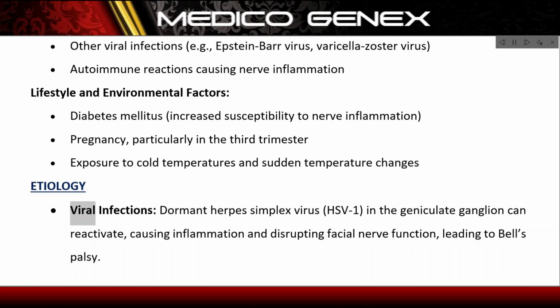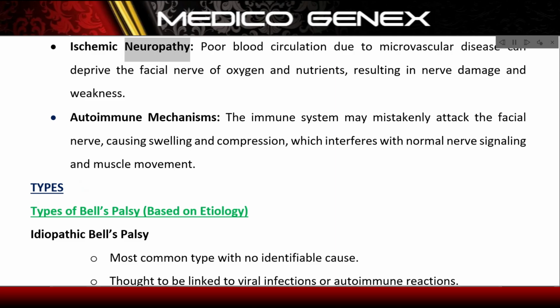Etiology. Viral infections: dormant herpes simplex virus, HSV1, in the geniculate ganglion can reactivate, causing inflammation and disrupting facial nerve function, leading to Bell's palsy. Ischemic neuropathy: poor blood circulation due to microvascular disease can deprive the facial nerve of oxygen and nutrients, resulting in nerve damage and weakness. Autoimmune mechanisms: the immune system may mistakenly attack the facial nerve, causing swelling and compression, which interferes with normal nerve signaling and muscle movement.